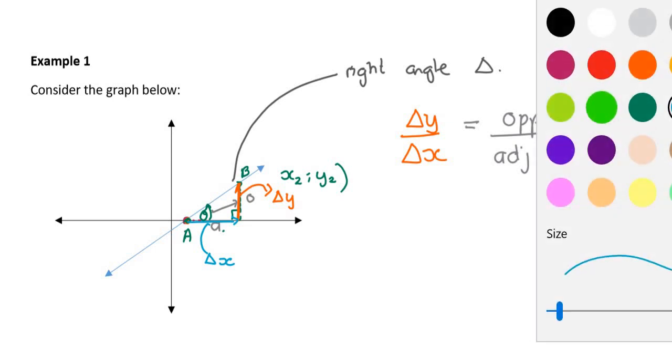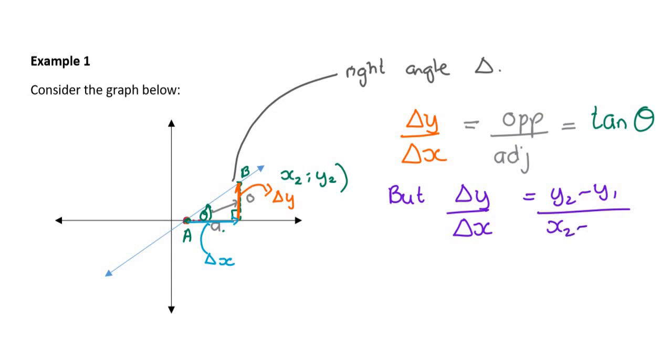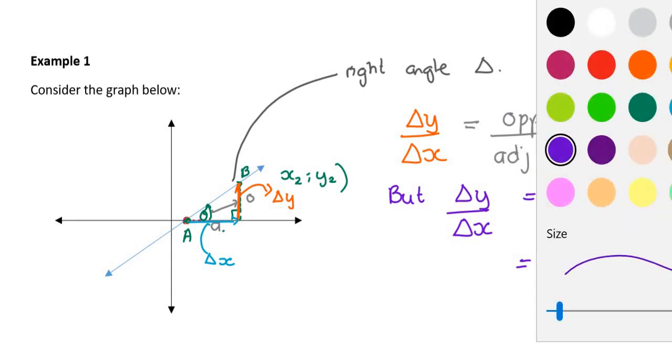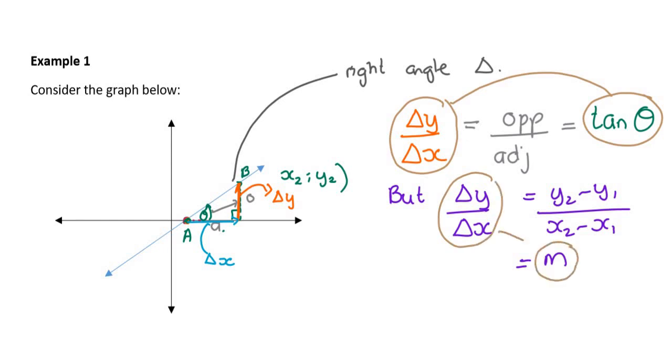Now, as I say change in y over change in x, you should be going, but hang on, I know something else about change in y over change in x. Change in y over change in x means y2 minus y1, how far I went up, divided by how far I went along. Now, hang on, wait one moment, that's gradient. So guess what? This is pretty cool. Change in y over change in x equals tan of theta. But change in y over change in x also equals gradient.